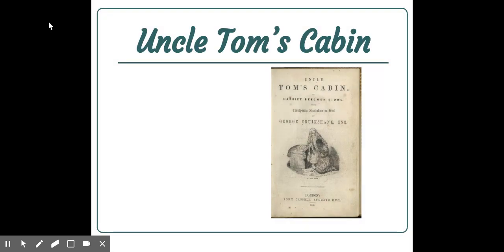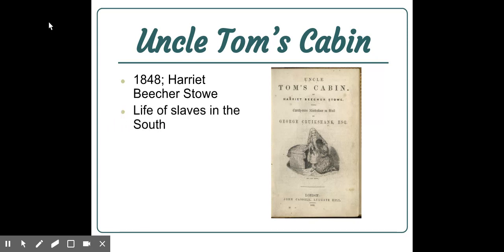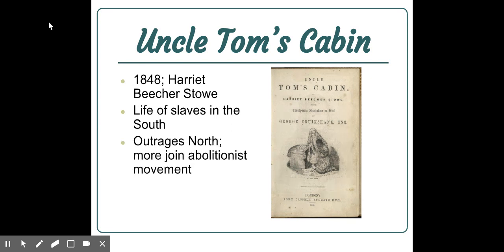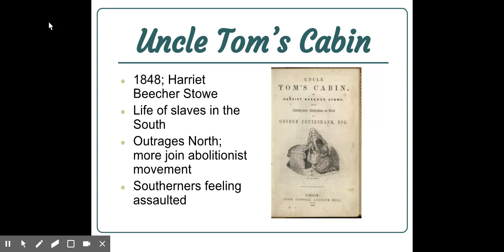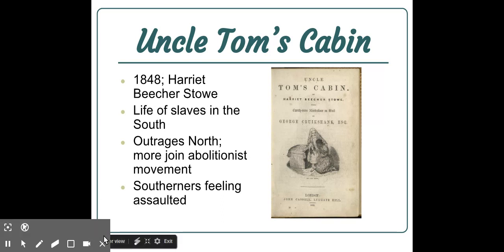Now, in 1848, a book's going to be published. Harriet Beecher Stowe is going to write a book called Uncle Tom's Cabin. And it's a novel that really talks about life of slaves in the South. This is going to outrage Northerners, and more people are going to join in the abolitionist movement. Now, the Southerners feel assaulted, and they're enraged by this because they feel that they're being picked on, that having a slave and owning a slave is their right, and people just don't understand this at this time.